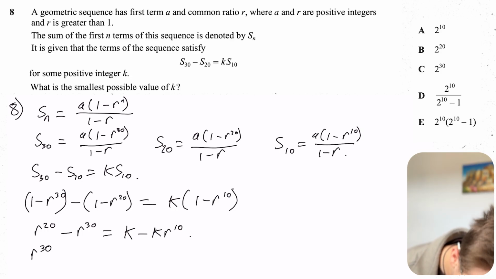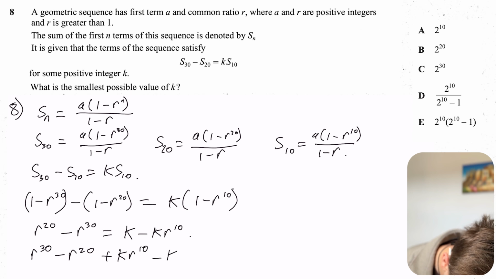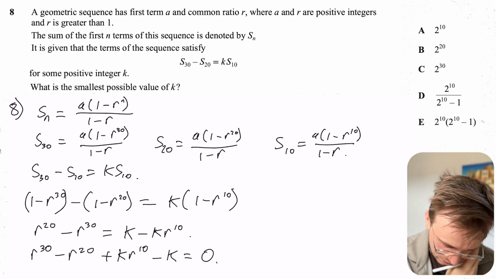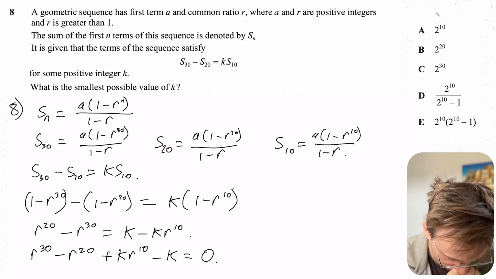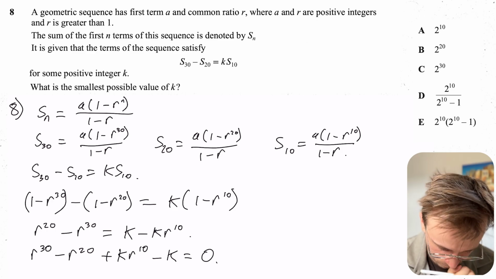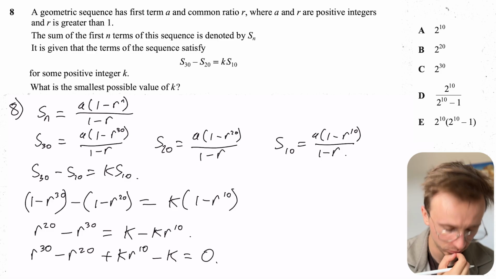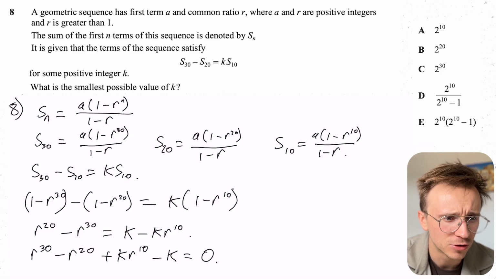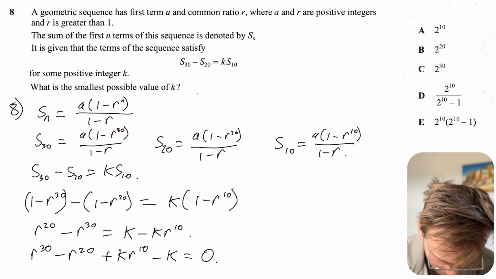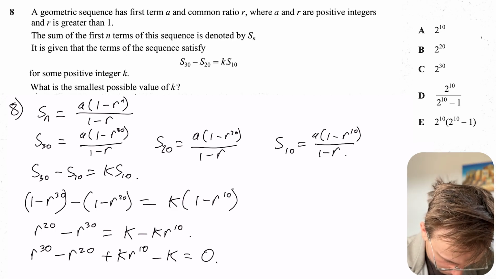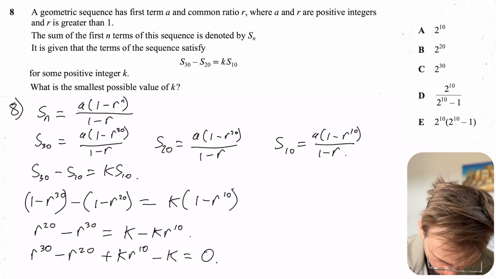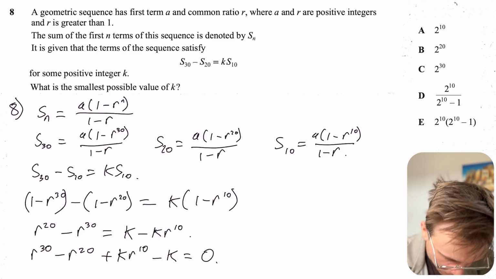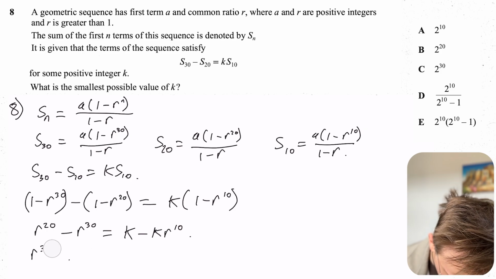R to the 30. Ooh, can I do something like that? It's r to the 30 minus r to the 20 plus K times r to the 10 minus K equals 0. Is this a hidden quadratic again, but a cubic this time? I still don't know anything about r, so I'm wondering where these answers are coming from. Oh, okay, let me rearrange this slightly.